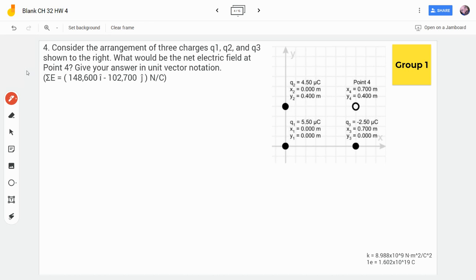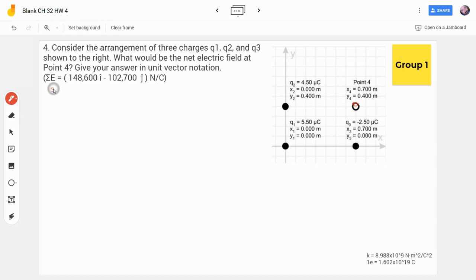This is homework 4 from chapter 32, problem 4, and this might be a bit of a doozy. So what are we doing here? Consider the arrangement of three charges, Q1, Q2, and Q3, shown to the right. What would be the net electric field at point 4? So point 4 is right here. Give your answer in unit vector notation.